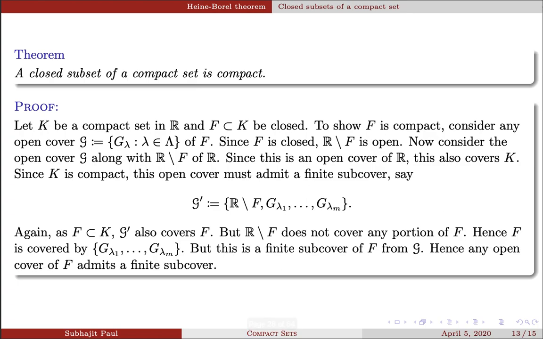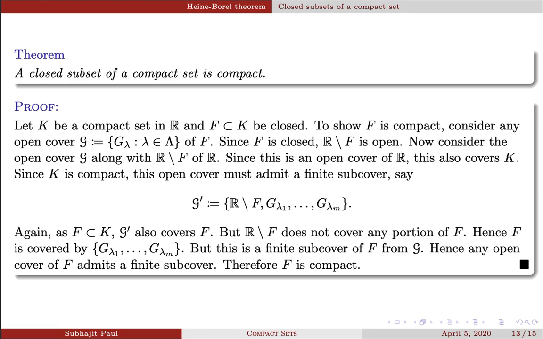So, hence any open cover of F admits a finite subcover. Therefore, F is compact. Alright, so this small powerful theorem tells us every closed subset of a compact set is compact.